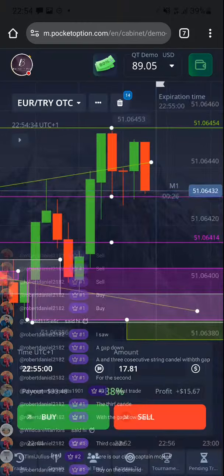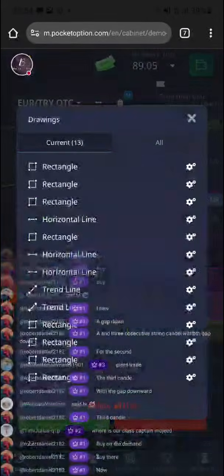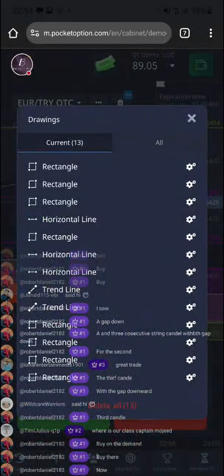Yes. When you're on the demand, you go with buyers. When you're on the supply areas, you go with the sellers. It's as simple as that.